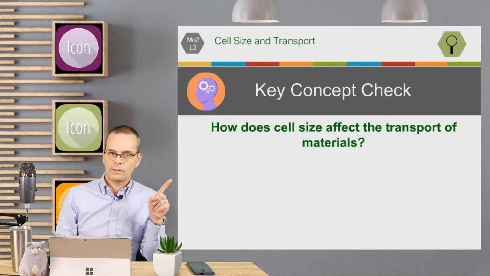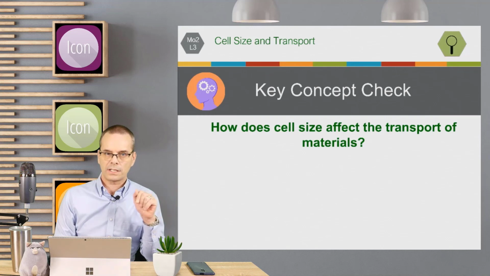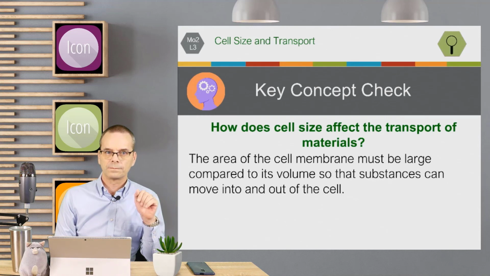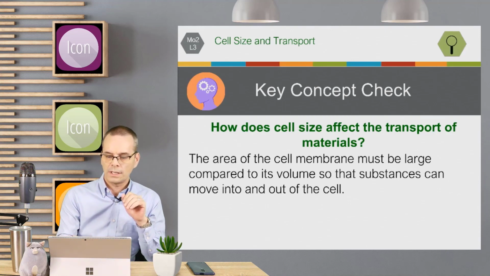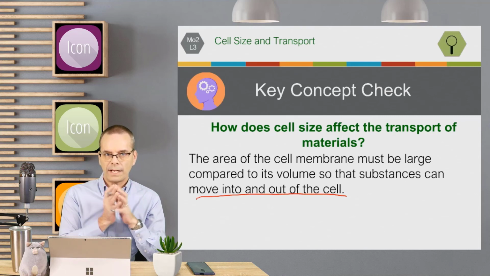So, how does cell size affect the transport of materials? The area of a cell membrane must be large compared to its volume, so substances can move in and out. So you have to have that large membrane.